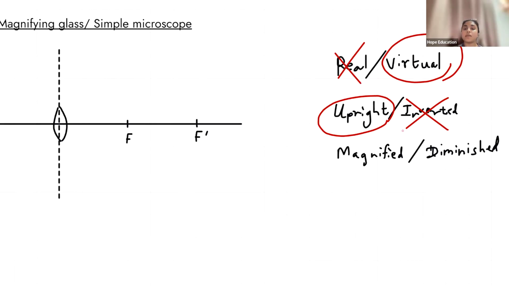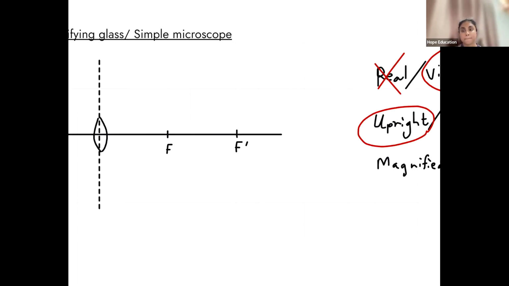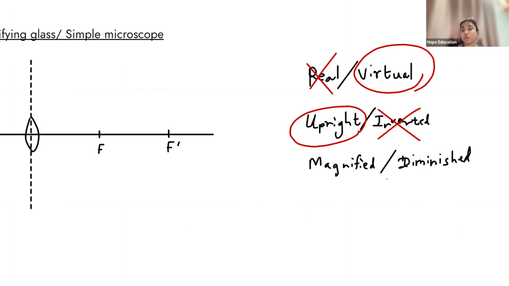Do we get a magnified image or a diminished image? It's magnified. Obviously, that's why we're using a magnifying glass, because we want to see a larger image, right? So we are getting a magnified image, not a diminished one.